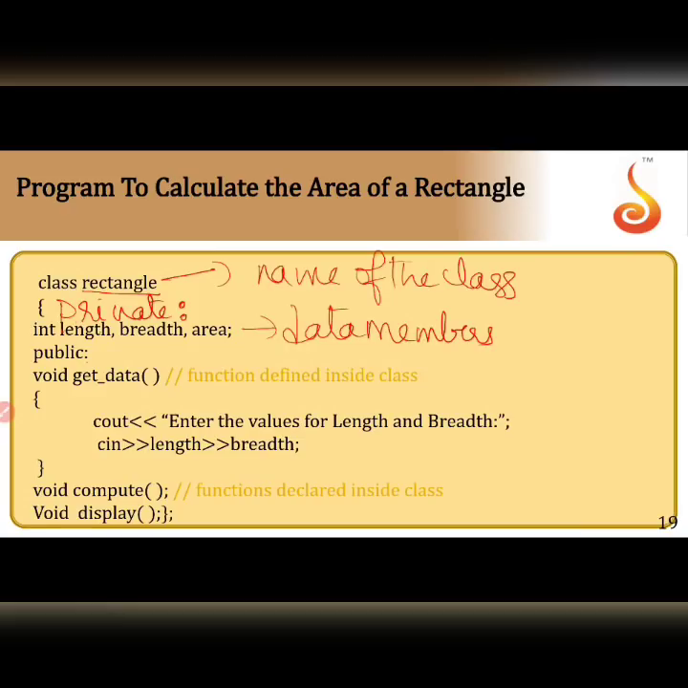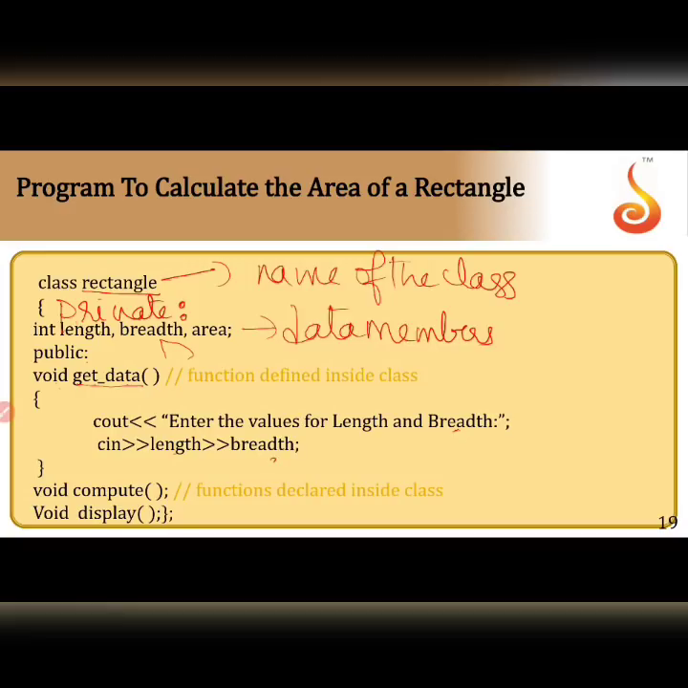Next is public. I have a member function void get data. That is, get data is a function without arguments and without return. I am defining it inside the class itself. So cout enter the values of length and breadth. I am asking the user to enter the values of length and breadth, and I am taking in the values of length and breadth.